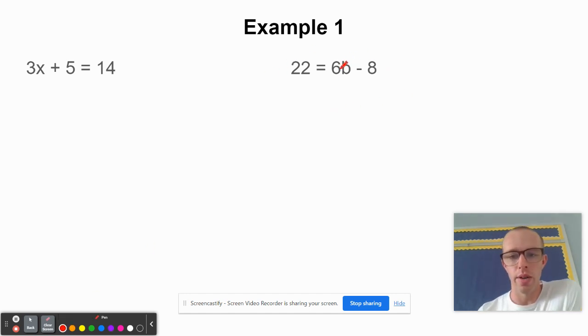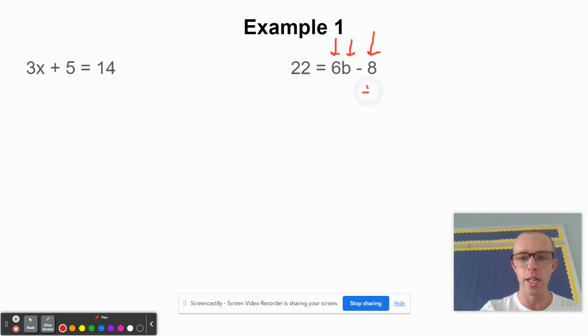All right. I have 22 equals 6b minus 8. I have my constant here, my coefficient here, and my variable here. And so I'm going to start by getting rid of the constant on the side of the variable. We're always getting rid of the stuff that's on the same side of the variable. The goal is to isolate the variable. So to get rid of a minus 8 or a negative 8, I have to do the opposite. The opposite of a negative 8 is a positive 8.